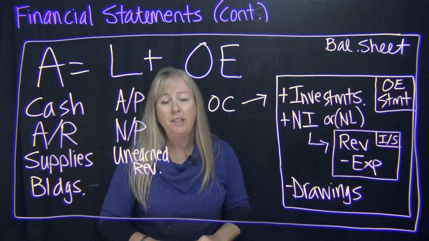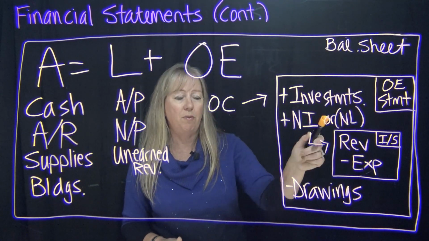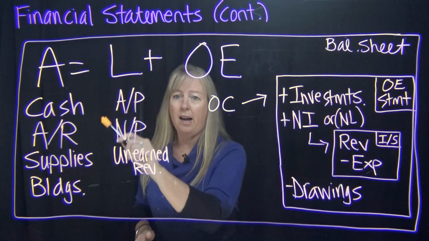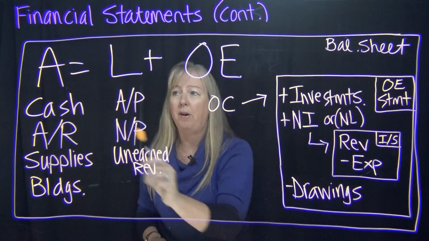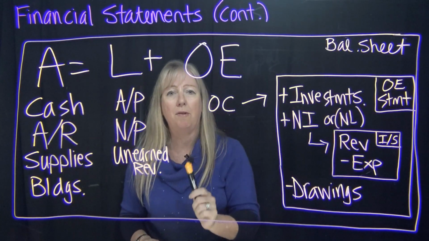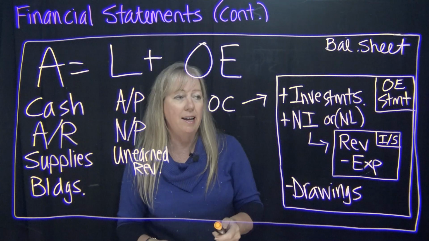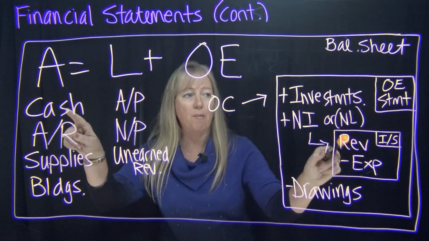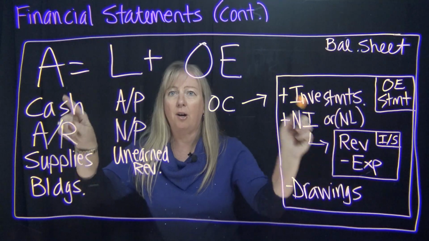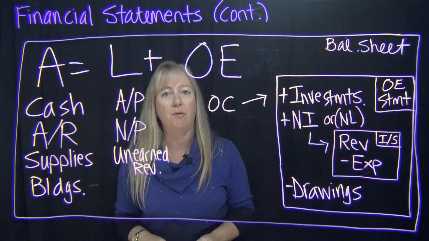That means that every single transaction, regardless if it's revenue, expense, drawing, cash, notes payable, will always affect the basic accounting equation, assets equals liabilities plus owner's equity. For example, when we make a sale, we will have revenues go up. If we receive the cash right now, we'll have cash go up. Both of these are going to go up. Our equation remains in balance.